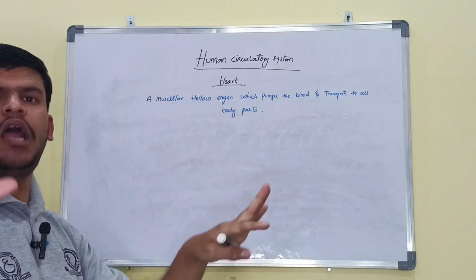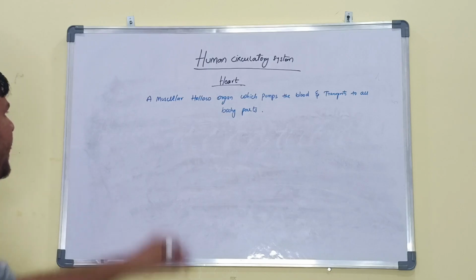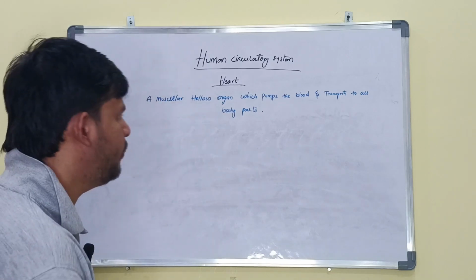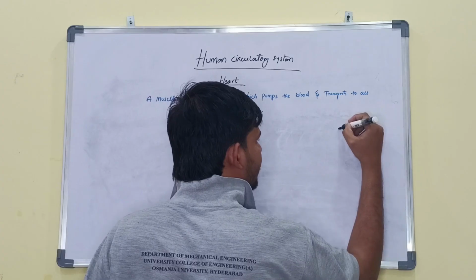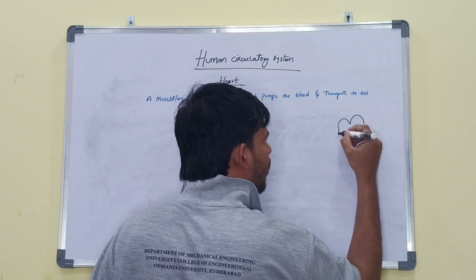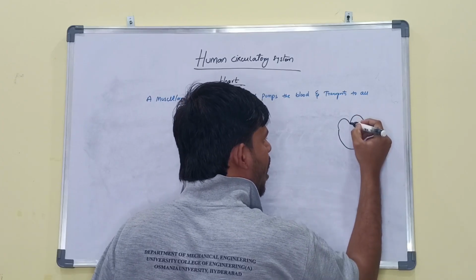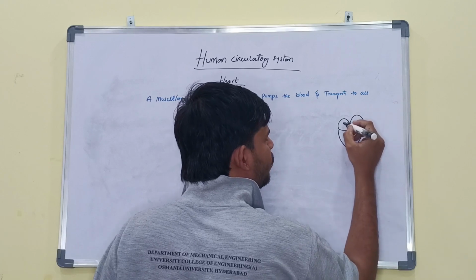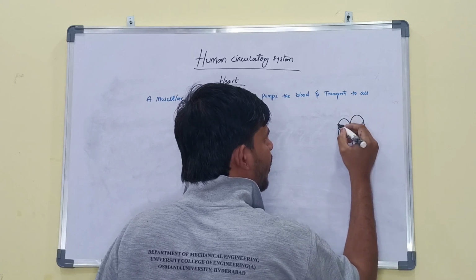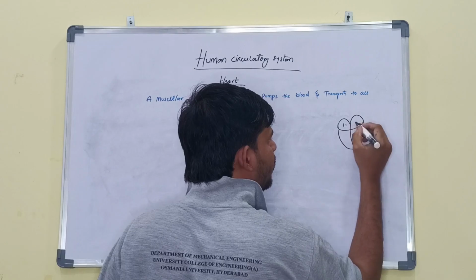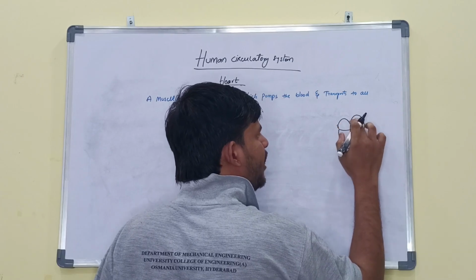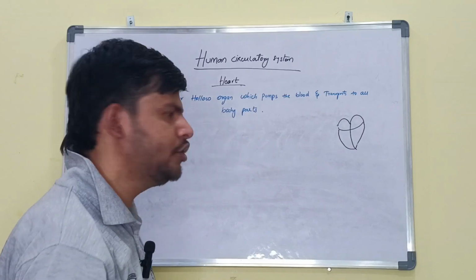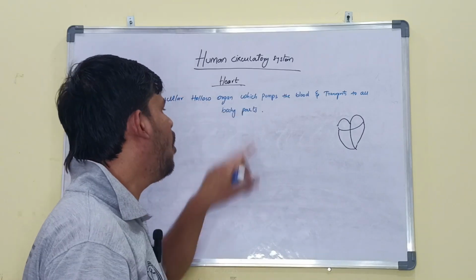Heart is a muscular hollow organ. Why did I use the term muscular? Because if you see the rough diagram of heart, it is composed of cardiac muscles. It is made up of cardiac muscles, so I used the term muscular. Second one is hollow organ.